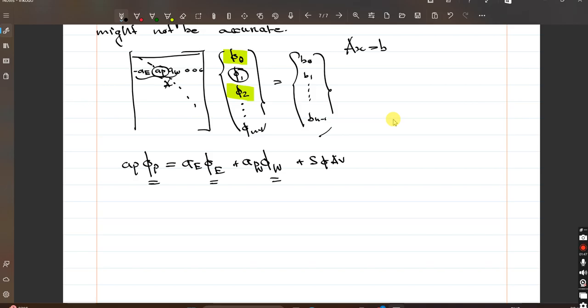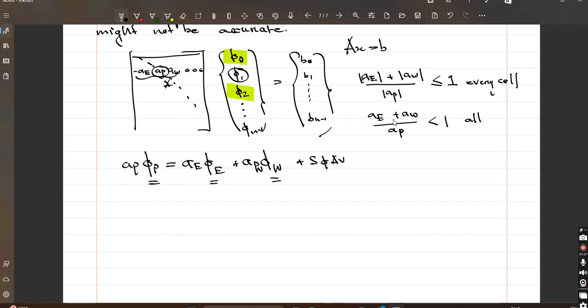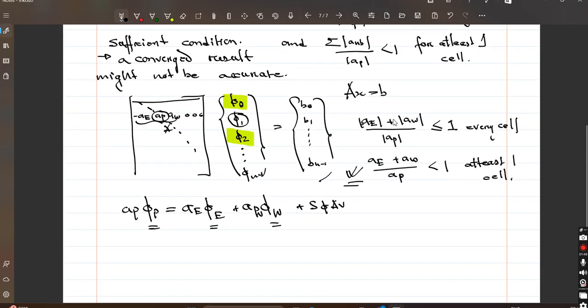Okay, so what does it mean? It means that if we do a summation of AE plus AW, divided by AP, this should always be less than or equal to 1 for every cell, and AE plus AW by AP should be less than 1 for at least one cell, right? So these things will be achieved using the boundary values, right? I will show you in a small toy problem.